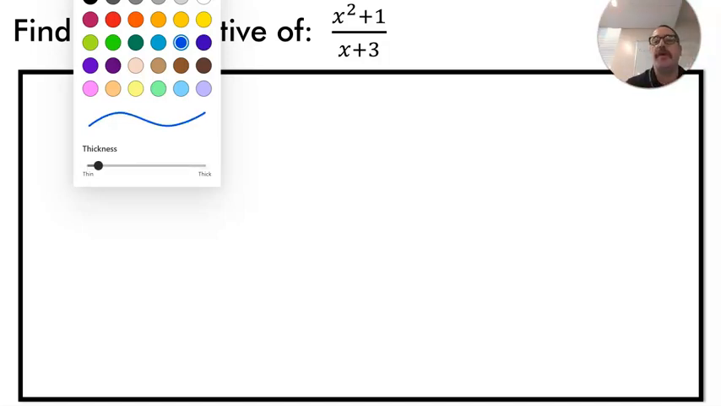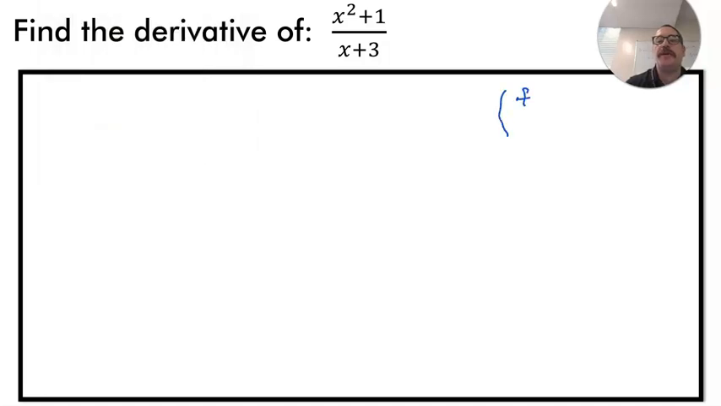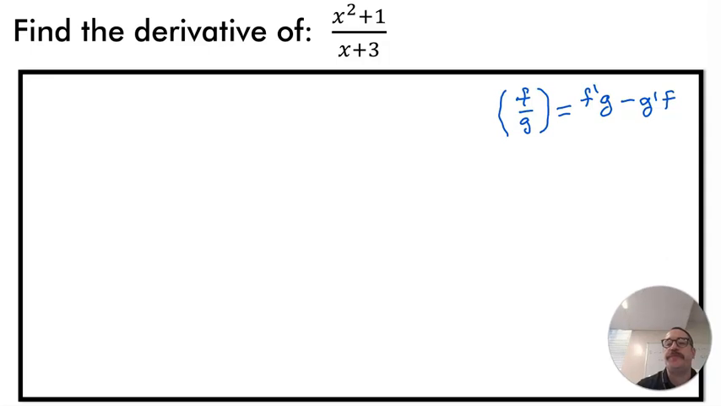All right, so for our quotient rule, if we are taking the derivative of a function f over g, then that's equal to the derivative of the top times the bottom minus the derivative of the bottom times the top, and that is all over the denominator squared. We don't do anything to the denominator when we square it. We don't take its derivative or anything. That's just what it is.